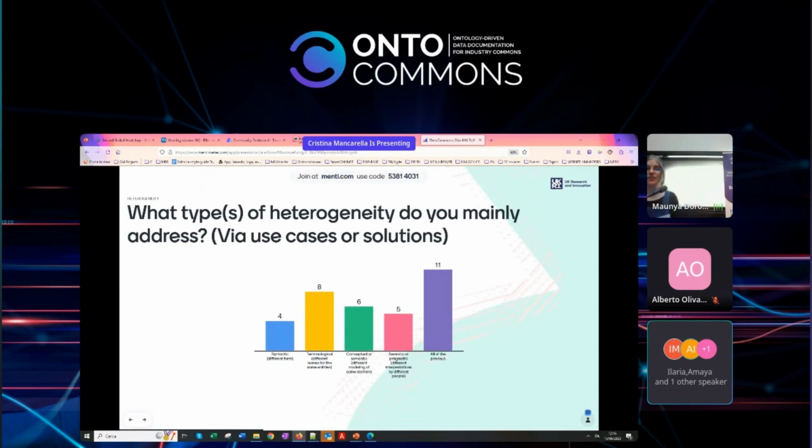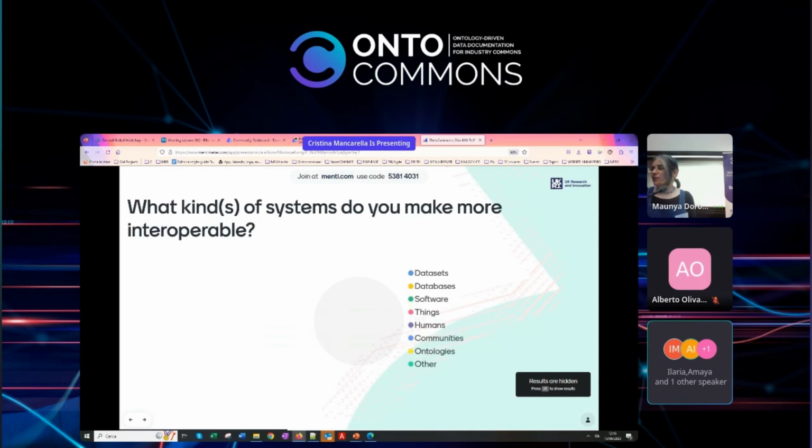So thank you, everyone. Now we'll go to the next one. We would like to ask you, as was already mentioned, what kind of systems do you make more interoperable, so to speak? Do you consider data sets, databases, software, things, humans, communities, ontologies, or other? If you have any doubts about what we mean, just please ask us.